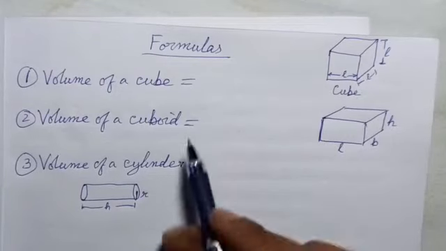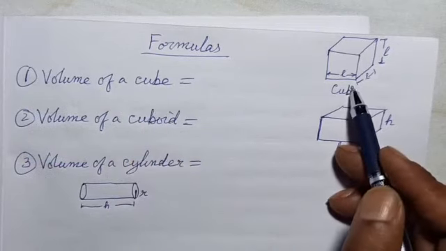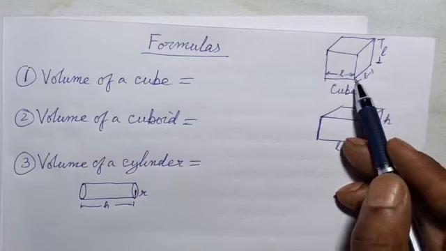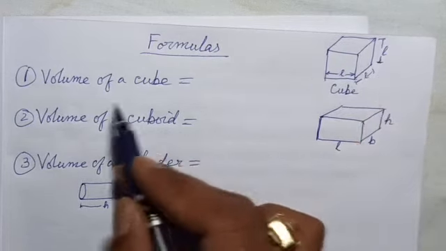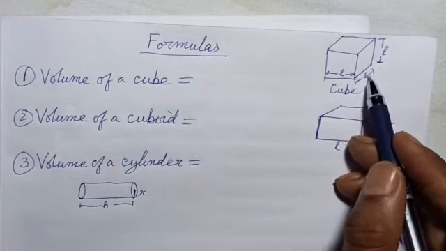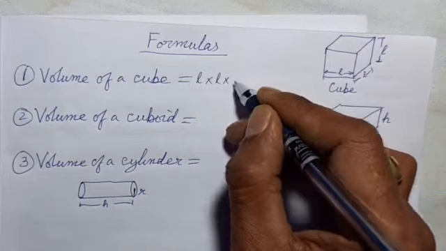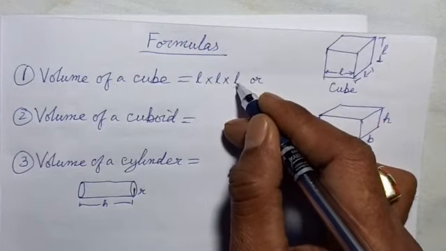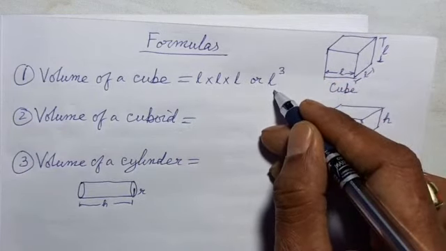Now let's learn these formulas. Formula number 1, volume of a cube. This shape is a cube, and from here up to there is length, from here up to there also the same length L, from here up to there also the same length L. So volume of a cube will be L into L into L, or if we multiply, then L to the power 3. This is the formula to find out the volume of a cube.